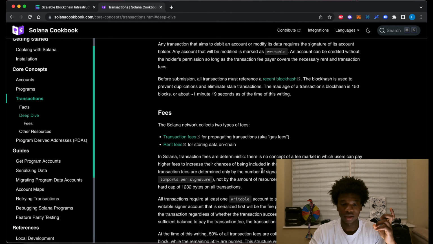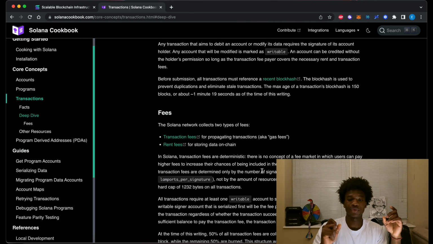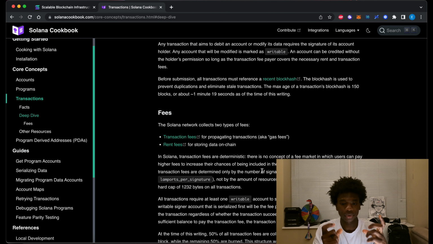So whenever you want to modify something in some account, you have to mark it as writable in the code. An account can be credited without the holder's permission so long as the transaction fee payer covers the necessary rent and transaction fees. So if you want to send some Solana or any other SPL token to a wallet, you don't need that person's permission. You can essentially just send it. It's going to go through.